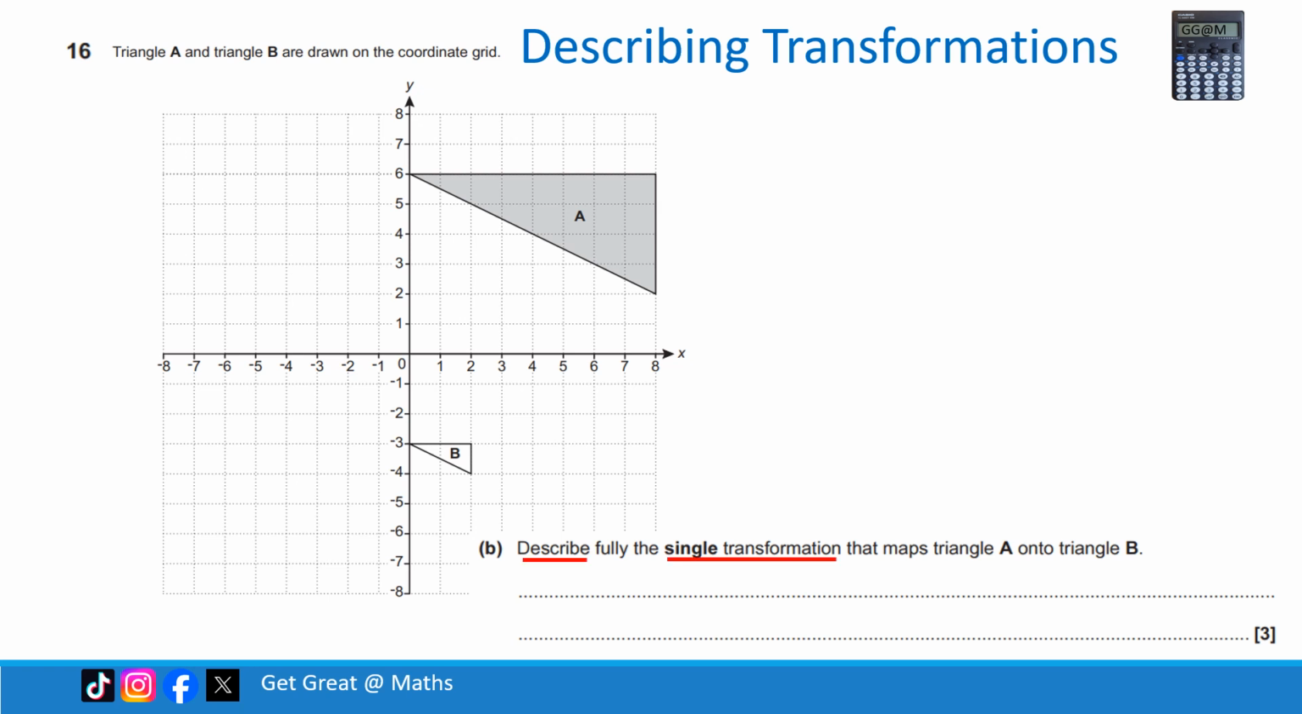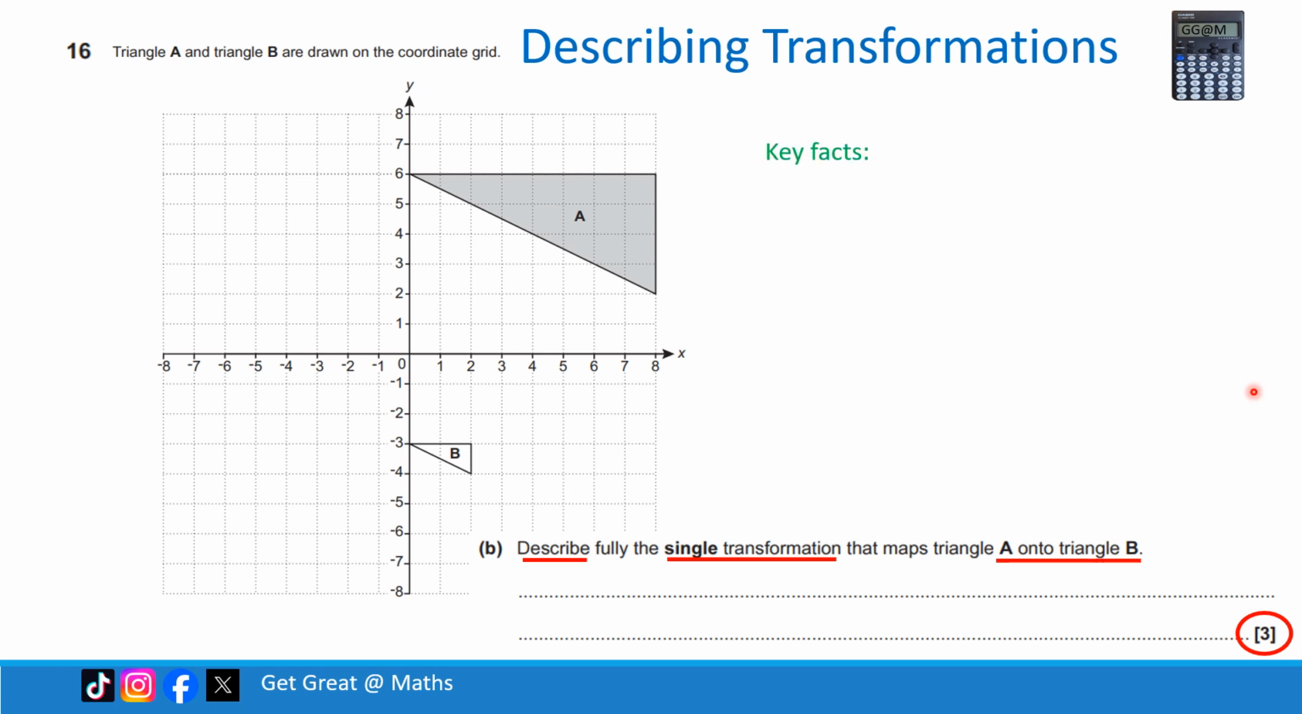For a single transformation, and that means one transformation, because sometimes you can use more than one transformation to get exactly the same answer. And in this case, they only want one way of getting from A to B. So we're going from the larger shape, which is A, this larger triangle here, and we've got to make it to triangle B. And this is going to be worth 3 marks in the exam.